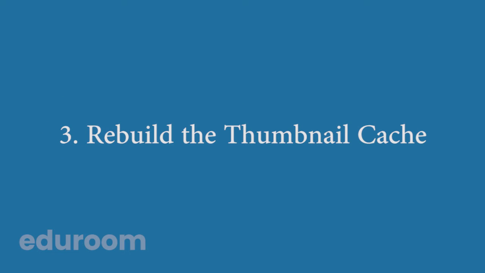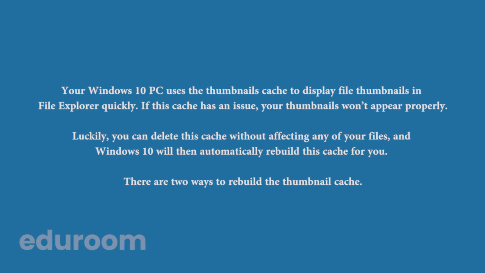3. Rebuild the thumbnail cache. Your Windows 10 PC uses the Thumbnails cache to display file thumbnails in File Explorer quickly. If this cache has an issue, your thumbnails won't appear properly. Luckily, you can delete this cache without affecting any of your files, and Windows 10 will then automatically rebuild this cache for you. There are two ways to rebuild the thumbnail cache.